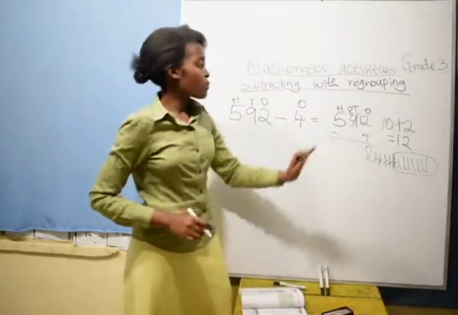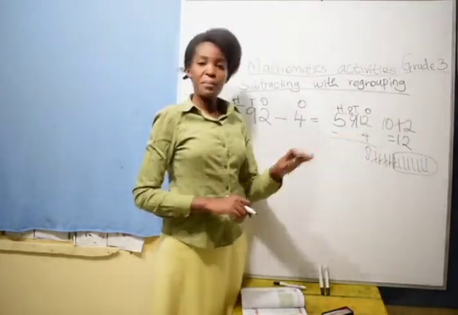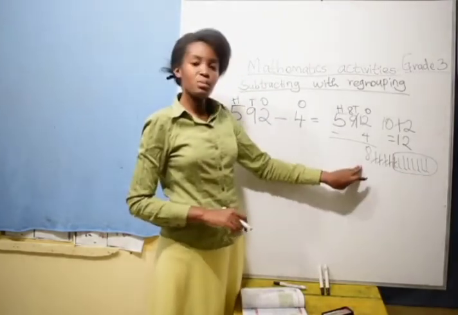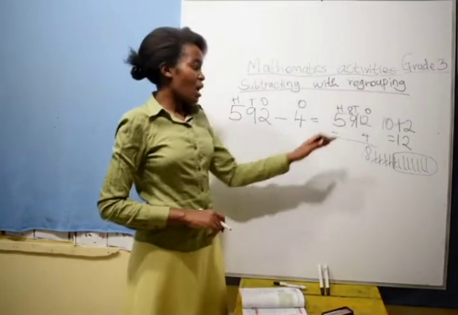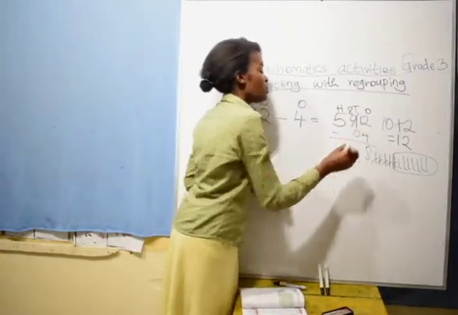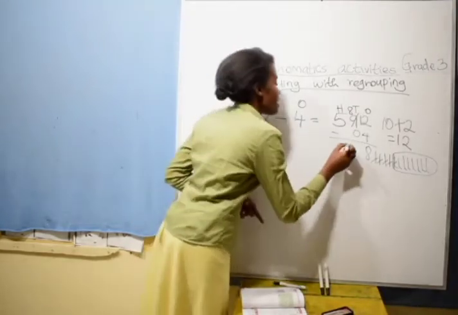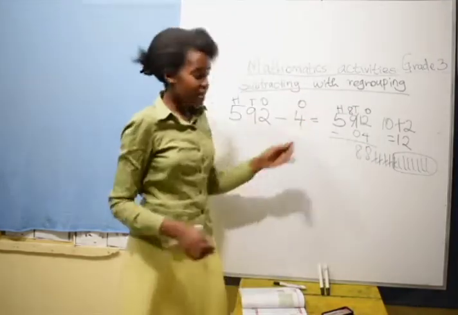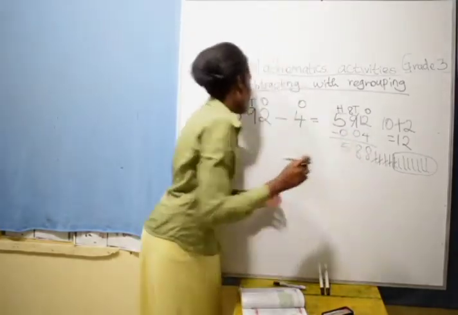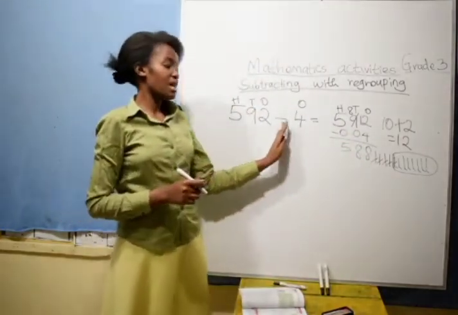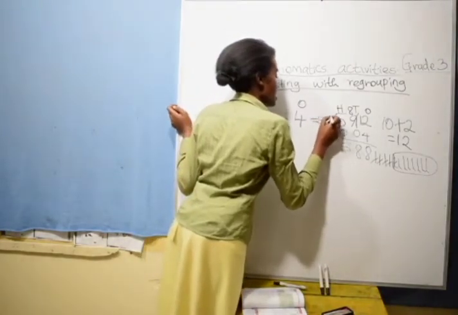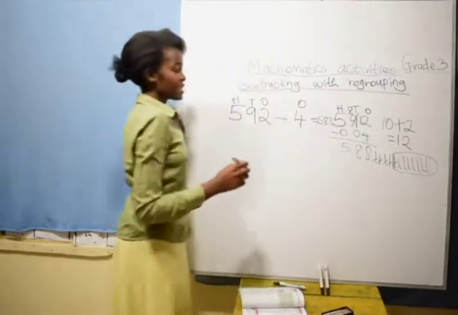We are 12 people in our class. 4 of them are absent. Now, how many are present? There are 8 pupils in the class. Now, in the tens place value, we are not having any number here. Now, 8 take away 0 is the same as 8. 5 take away 0 is the same as 5. Now, 592 take away 4 is the same as 588. That is our first example.